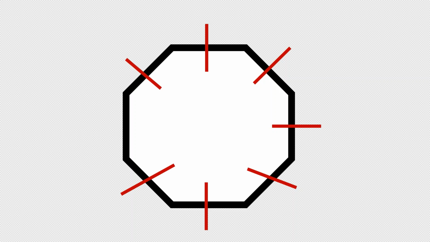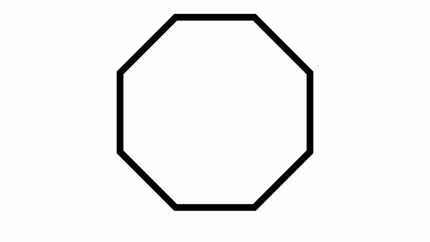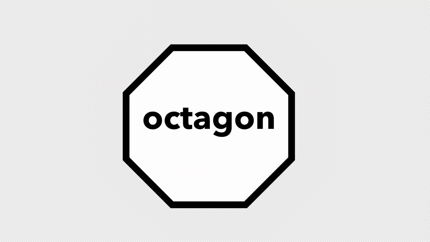An octagon has 8 sides. Let's count them. 1, 2, 3, 4, 5, 6, 7, 8. Big octagon, small octagon, red octagon, orange octagon, yellow octagon, green octagon, blue octagon, purple octagon. The stop sign is an octagon. The octagon.